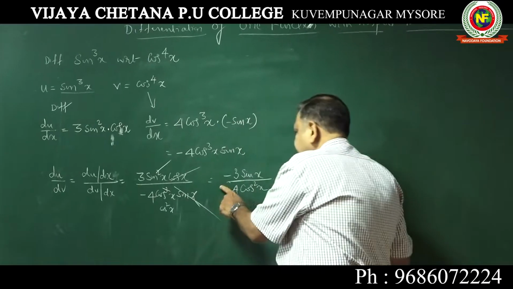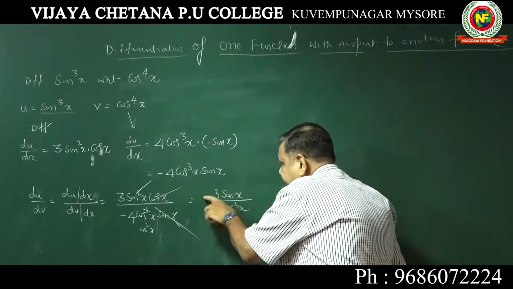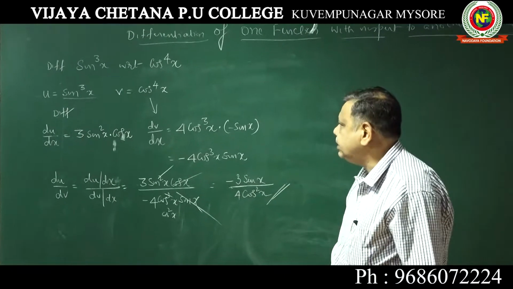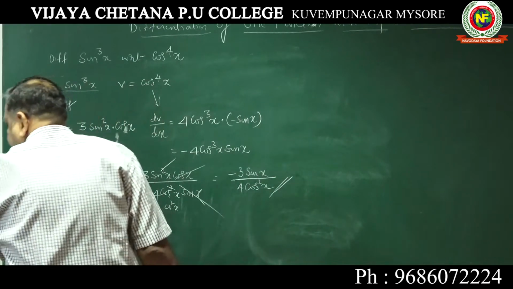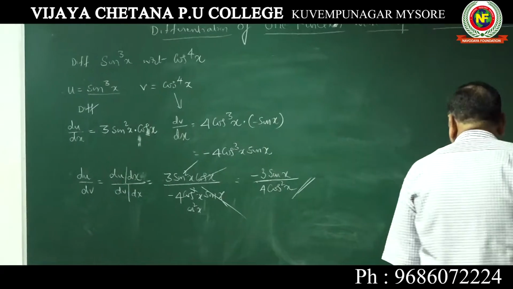The minus can be brought to the top or even the middle; don't keep it in the bottom. Minus 3 sin x by 4 cos square x. Are there any doubts? Please ask me. It's a very important question, and like that they will ask differentiation of one function with respect to another function.